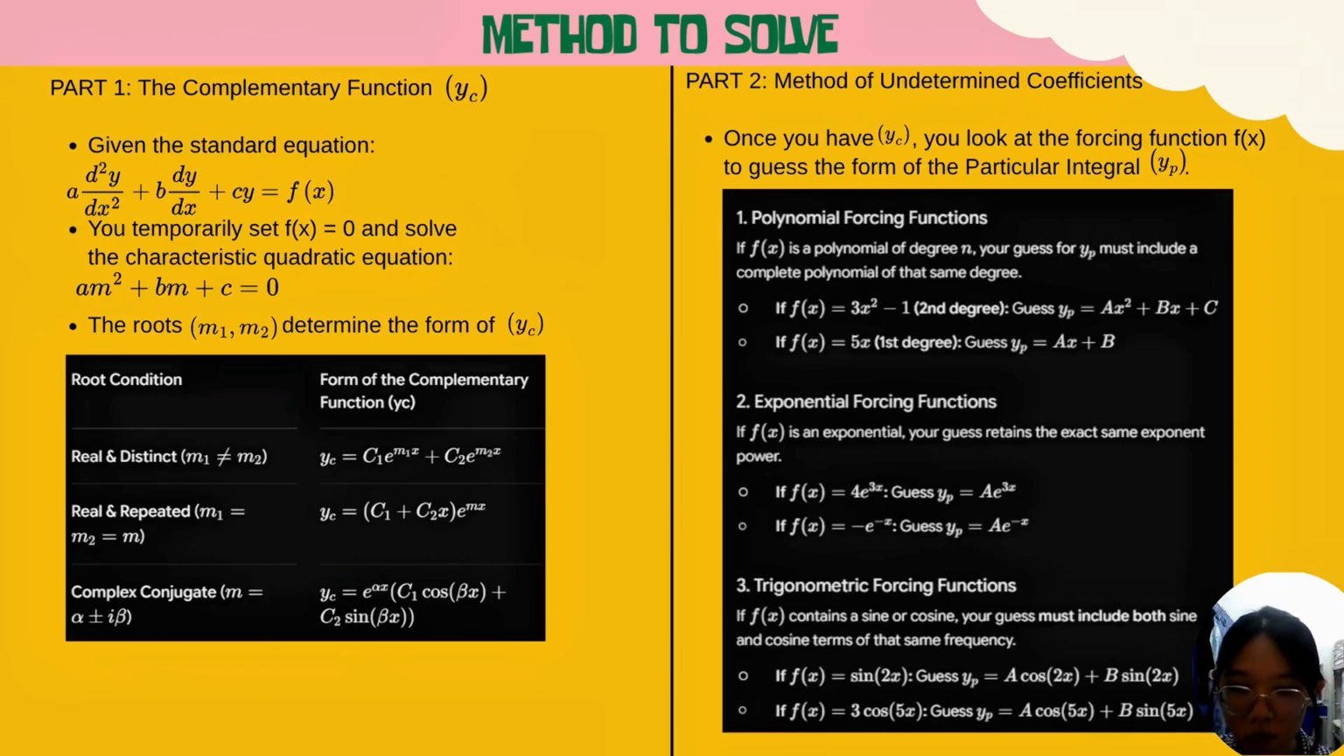The third type of forcing function is trigonometric forcing function. If the function f of x contains a sine or cosine, your guess must include both sine and cosine terms of that same frequency. For example, if the function f of x equals sin 2x, the particular integral will be equal to a cos 2x plus b sin 2x. If the function f of x equals cos 5x, the particular integral will be a cos 5x plus b sin 5x.